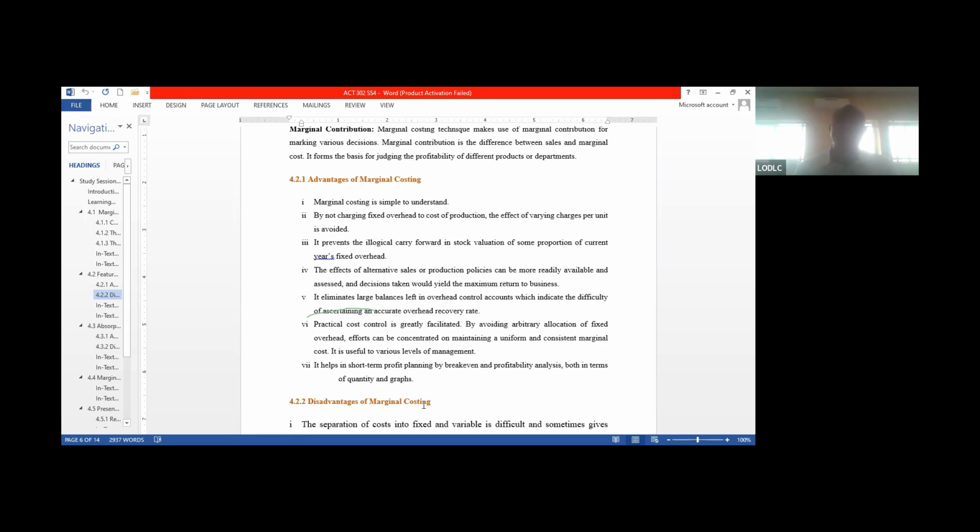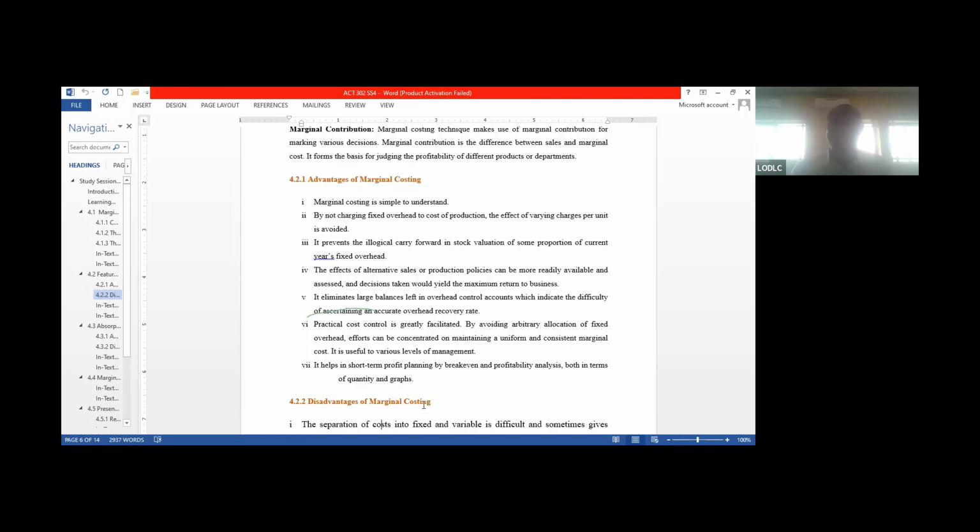It prevents the illogical carry forward in stock valuation of some proportion of current year's fixed overhead. When you say measurement of stock valuation, we said it has to be with marginal costing. So the effect of alternative sales or production policies can be more readily available and assessed, and decision taking will yield the maximum returns to business. It also eliminates large balances left in overhead control account, which indicate the difficulty of ascertaining an accurate overhead recovery rate.